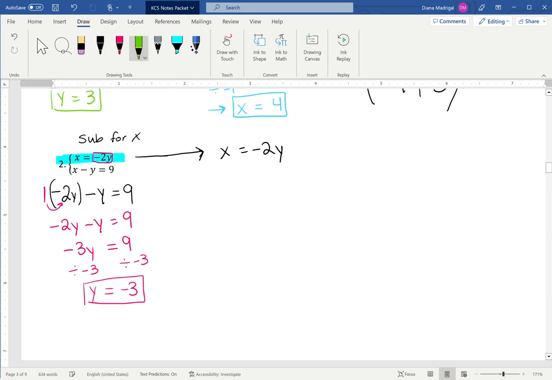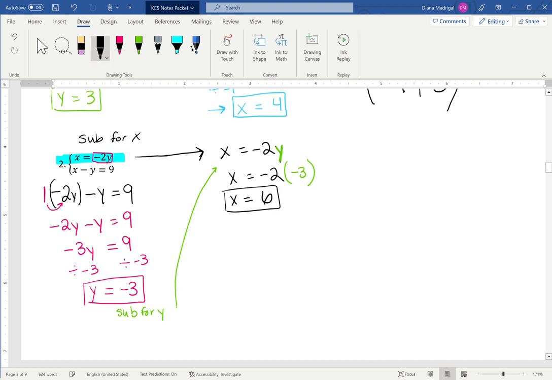I know y is negative 3, so wherever I see y on this one, I need to sub for it. Okay, so that's what I'm doing. So x equals negative 2 times... Every time you sub for a variable, make sure you put in parentheses. So I have negative 2 times negative 3, which means that x equals positive 6.